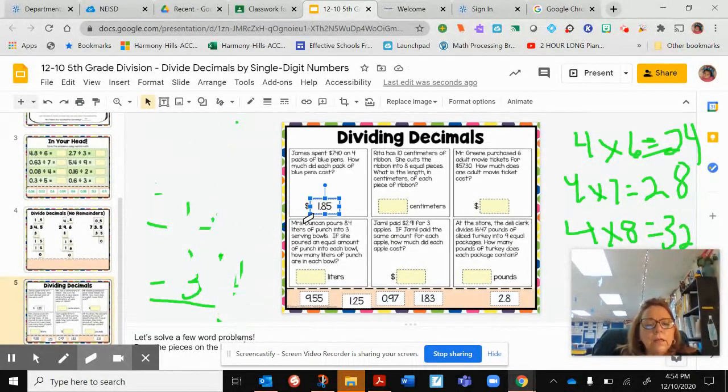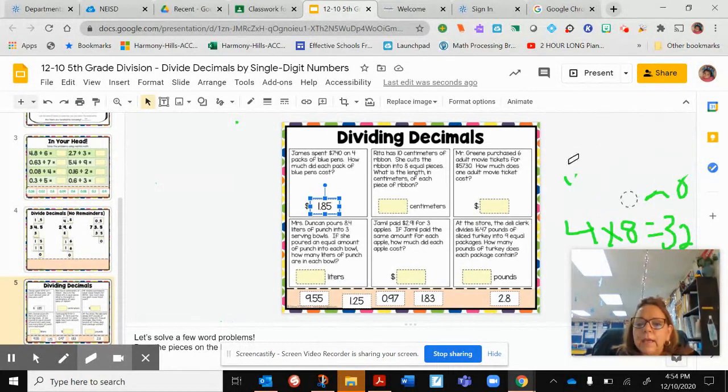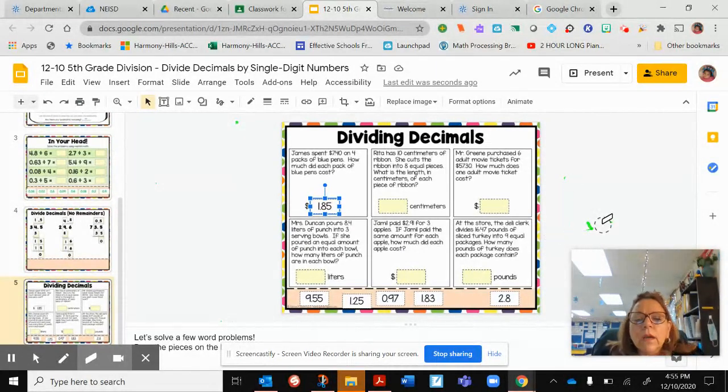Next problem. Rita has 10 centimeters of ribbon. Oh, I wonder what she's going to be making. 10 centimeters of ribbon. Then she cuts the ribbon into 8 equal pieces. Oh, okay. So what is the length in centimeters of each of the pieces?